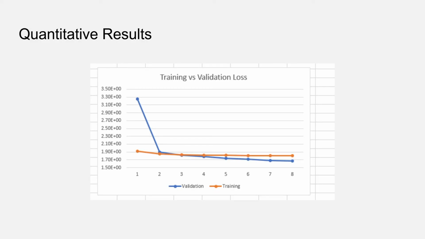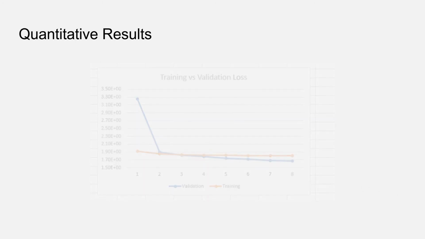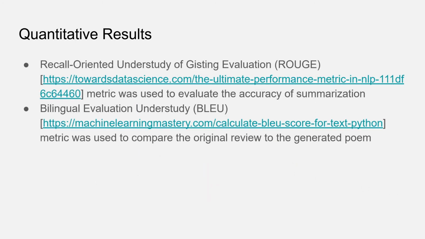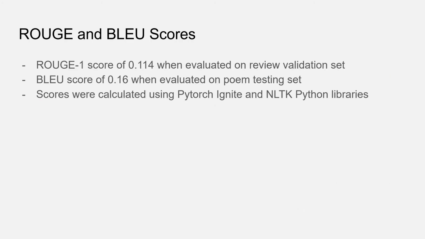Hello, my name is David, and I'll be going over the final results of our project. Let's go through the quantitative results first. Here is our training and validation loss graph, and as we can see, the losses decrease as the epochs increase. Next, let's look at the metrics we use. So we use Rouge to evaluate the accuracy of our summarizer model and Bleu to evaluate the generator model. Our Rouge score was 0.114 when evaluated on a review validation set. Our Bleu score was 0.16 when evaluated on a poem testing set. These scores were calculated using various Python libraries.